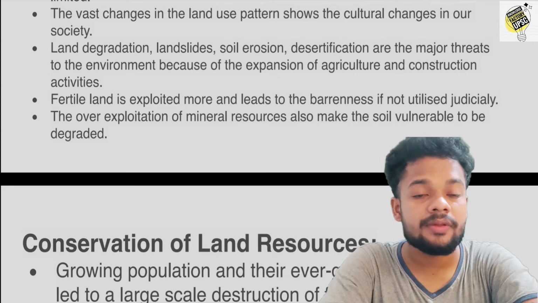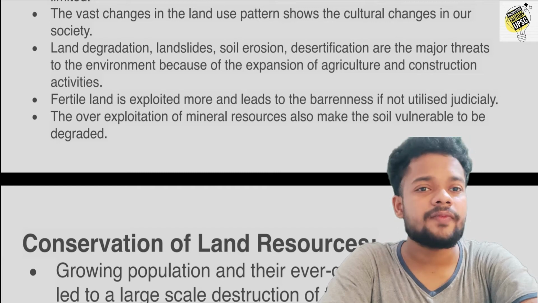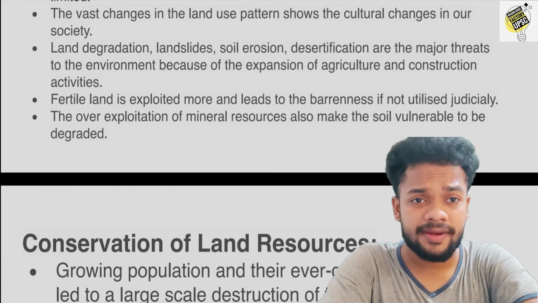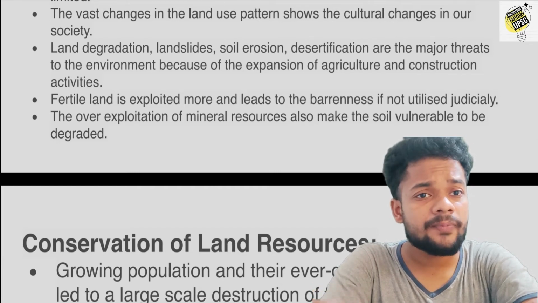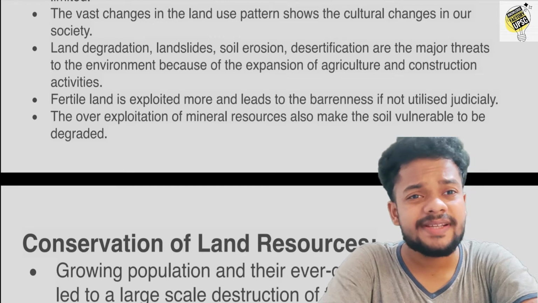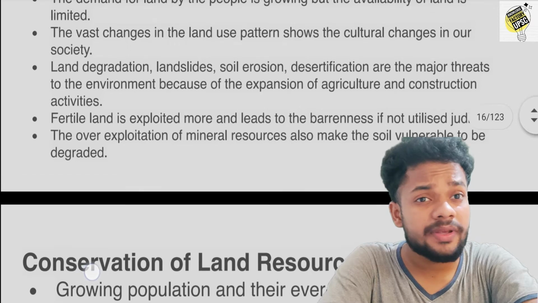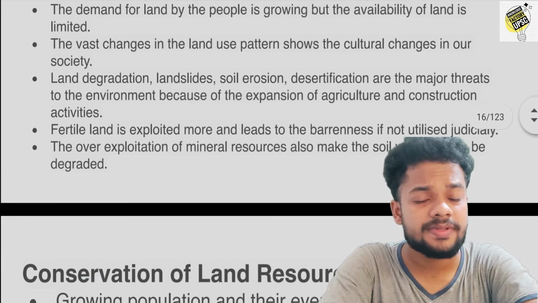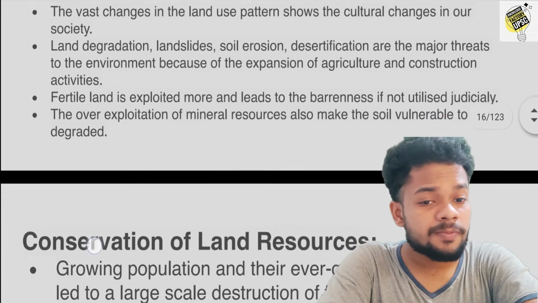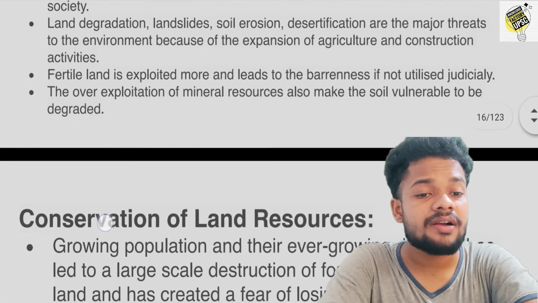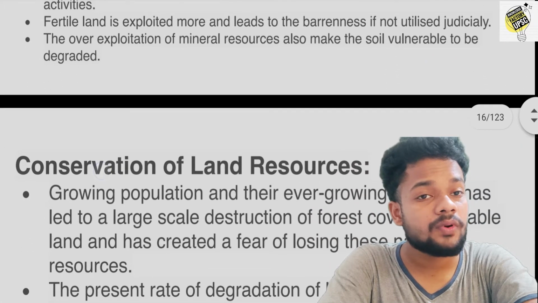Okay, then the fertile land is exploited more and it leads to barrenness. That means the over-fertility of the land causes over agriculture and it leads to the end of nutrition in the soil itself, and then the soil becomes barren and cannot be used for any other agricultural purposes.